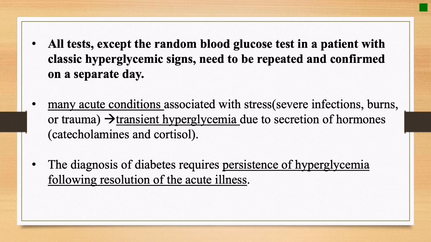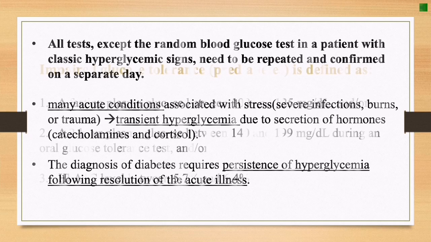Many acute conditions associated with stress, such as severe infection, burns, or trauma, can lead to transient hyperglycemia due to the secretion of hormones such as catecholamines and cortisol that counteract the effect of insulin. So the diagnosis of diabetes requires persistence of hyperglycemia following the resolution of the acute illness.